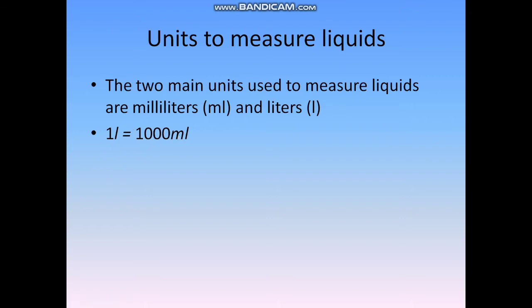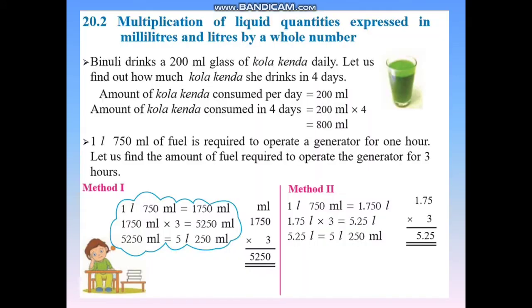So if you are converting liters into milliliters, you have to multiply that by 1000 to get it in milliliters. Similarly, if you have something in milliliters, to convert it into liters, you have to divide it by 1000.